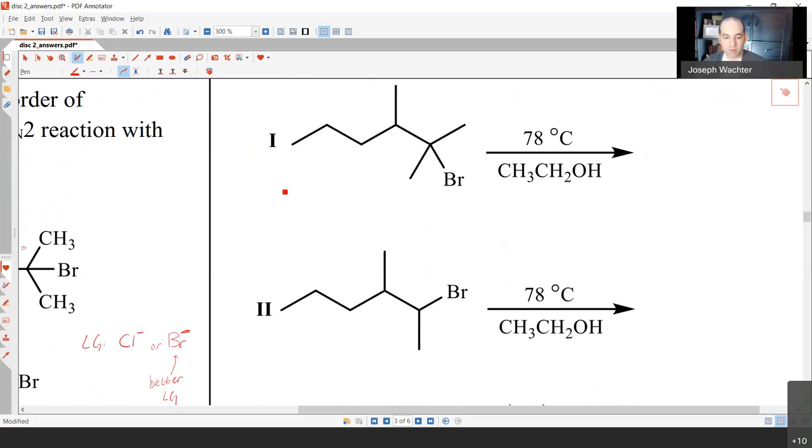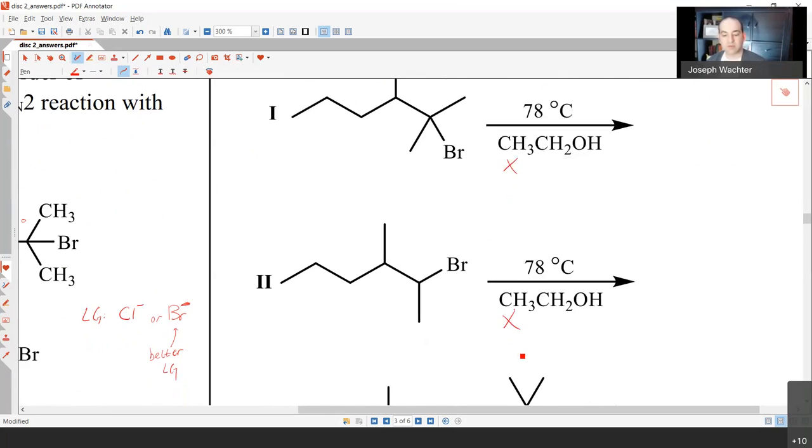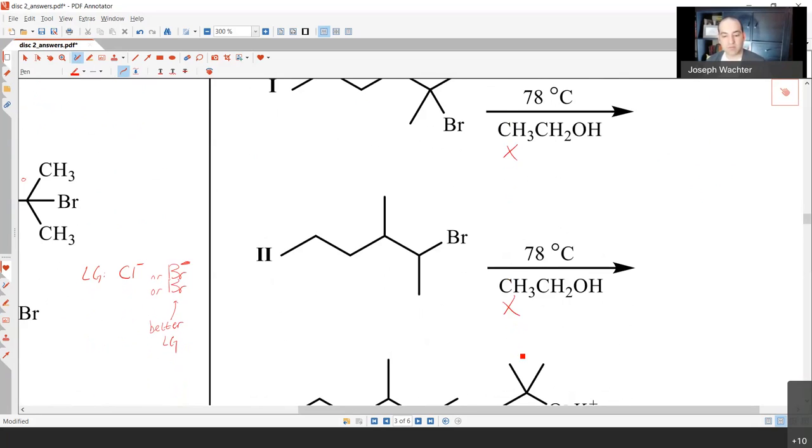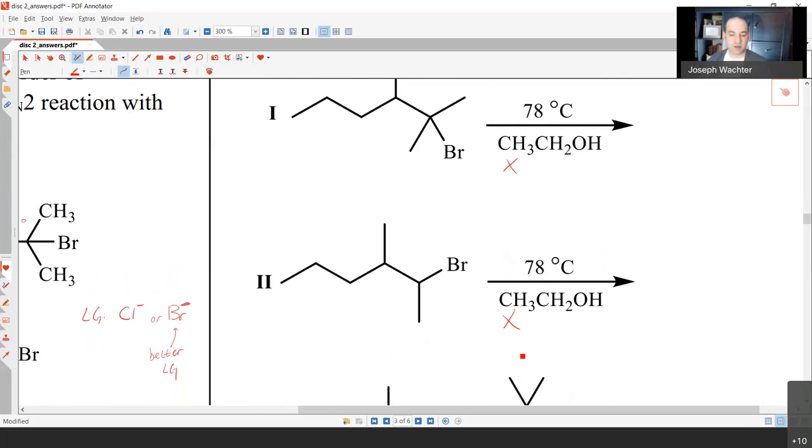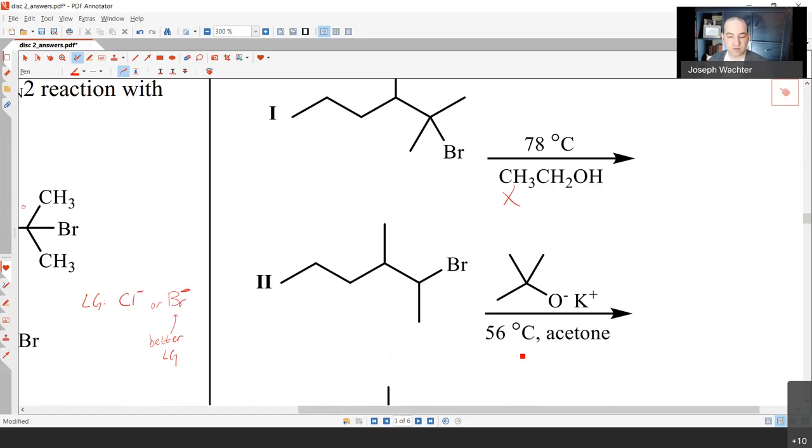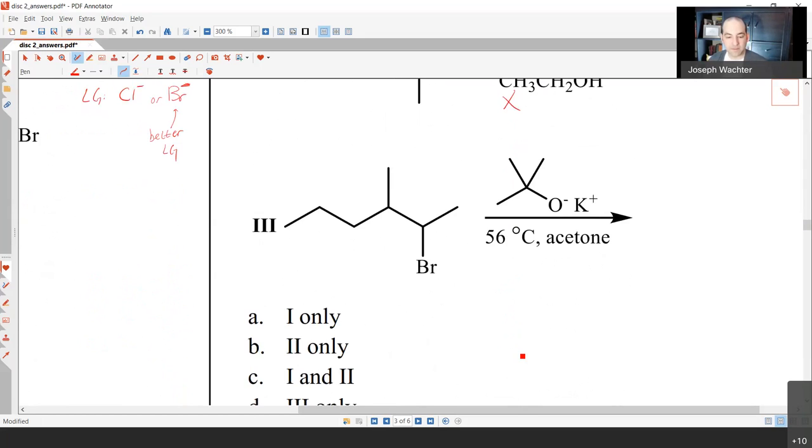So number one and number two, I would say they are not going to be E2 because neither one of those has a particularly strong base. Methanol is a weak nucleophile, right? Neutral essentially. So those are going to be very slow to deprotonate, so we're looking at SN1, SN2, or SN1, E1 in those cases.